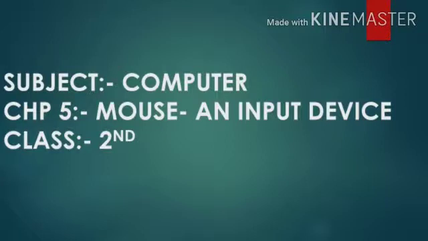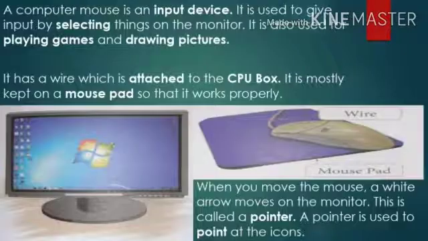So, moving on, we will start with our fifth chapter, which is mouse and input device. So, let us learn in detail about the types of mouse and how to use it. A computer mouse is an input device. With the help of a mouse, you can select things on the monitor. You can use a mouse while playing games and while drawing pictures.